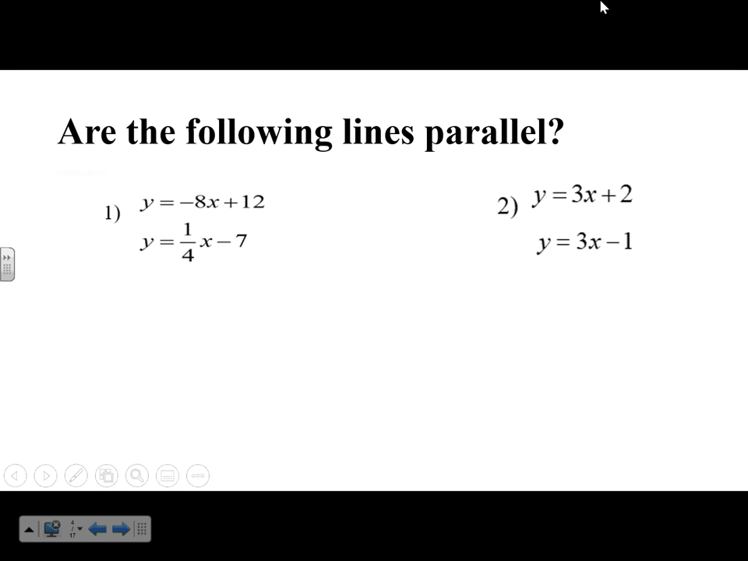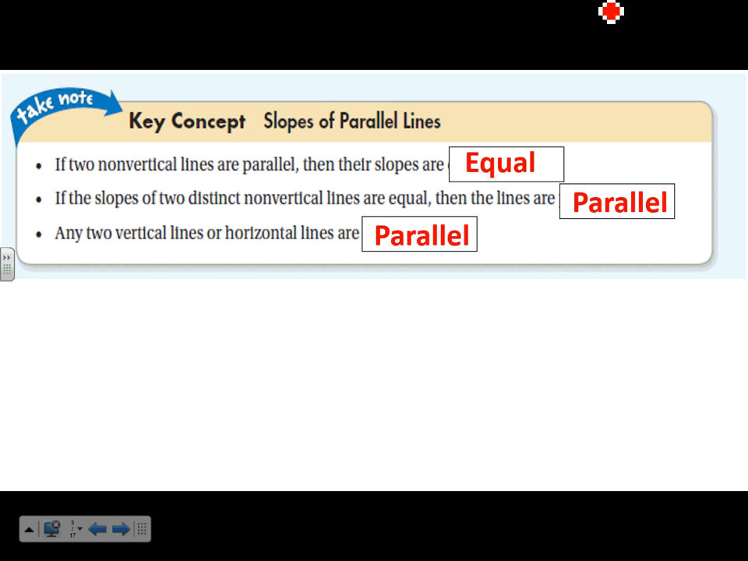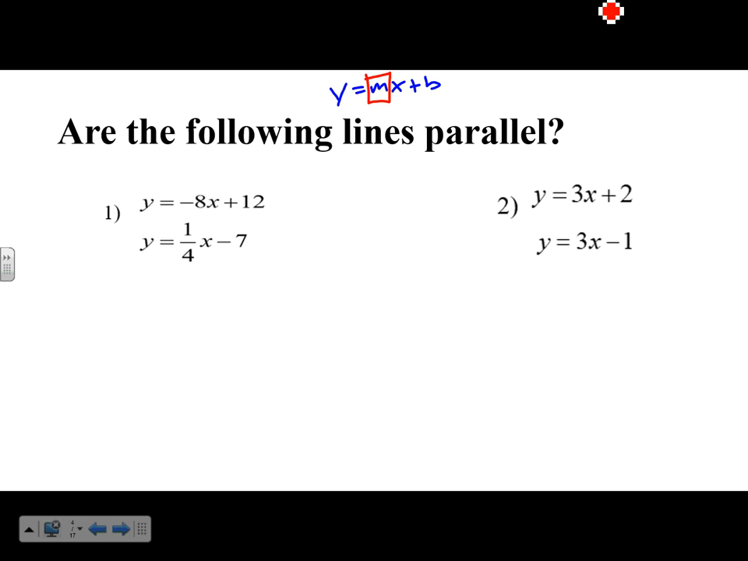So what we did in the last lesson, we talked about slope-intercept form. Remember, we have y is equal to mx plus b. When we're looking to see if they're parallel, all we're looking at is this m. Now, earlier when we said they're equal, that's the same thing as saying they are the same, because you heard me say that a lot. Parallel lines have the same slope. So in one, do these have the same slope? This one's -8, this one's 1/4, so no, they are not parallel.